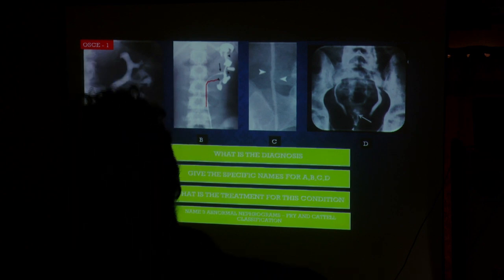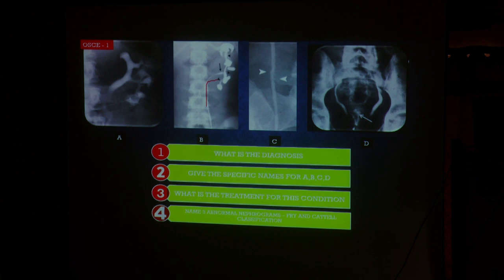And the final one is the easiest one. Here you are able to see the bladder is filled with the contrast, but it is not distended. It is contracted. So what is this? Yeah, it is thimble bladder. So the diagnosis is genitourinary tuberculosis.